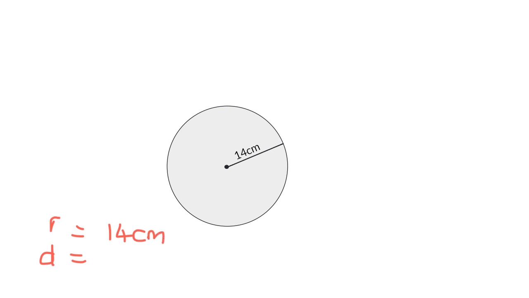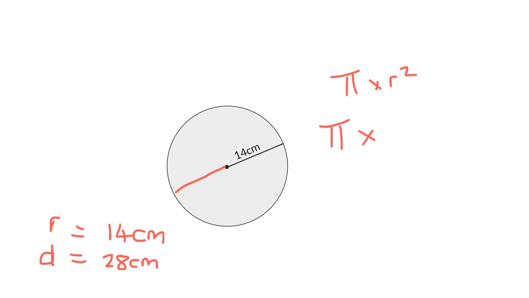So our diameter would go all the way through the circle from one edge to the other through the center. So that would be 28 centimeters. Now to find the area of a circle, we use pi times radius squared. Now pi is the pi button on your calculators. To get that, you use shift and times 10 to the power of x, and that will give you pi.